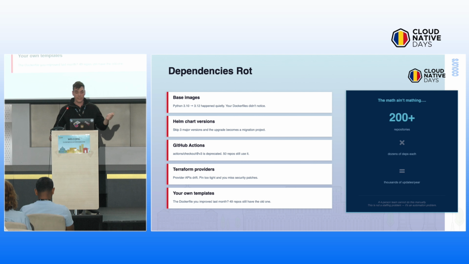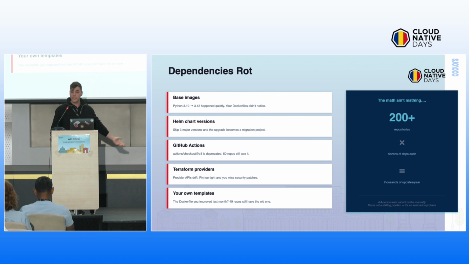Let's say that the upgrade from Python 3.10 to 3.12 happened quietly, and the Dockerfiles didn't notice. Nobody updated them. You skipped maybe 3 major versions for a Helm chart, and now you need a new feature, but it's no longer an upgrade project, it's a migration project at this point. Maybe your GitHub Actions were still using checkout v3, but somebody on the ops team upgraded the runners to the latest version, and now you no longer have the node version required in order to run that action. So all of your actions are now failing.